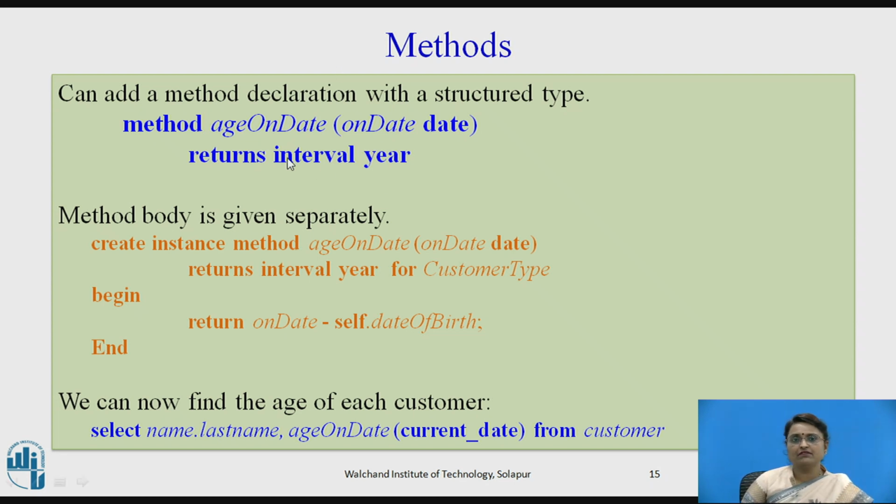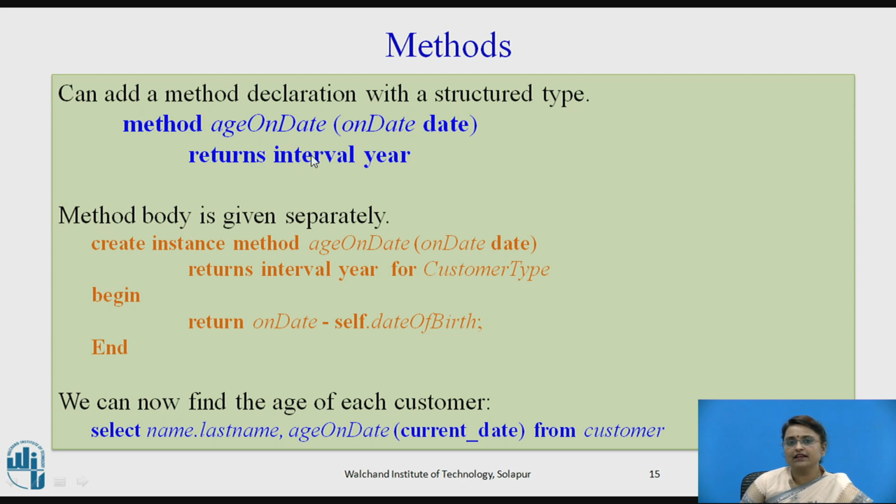See what we have done, we have defined a method. Method means a function, which is working on a particular data set. How can we declare the method? The method is declared by the keyword method. This age on date is the name of the method, we can give any name. And then we are passing on date as a variable here, which is of type date.